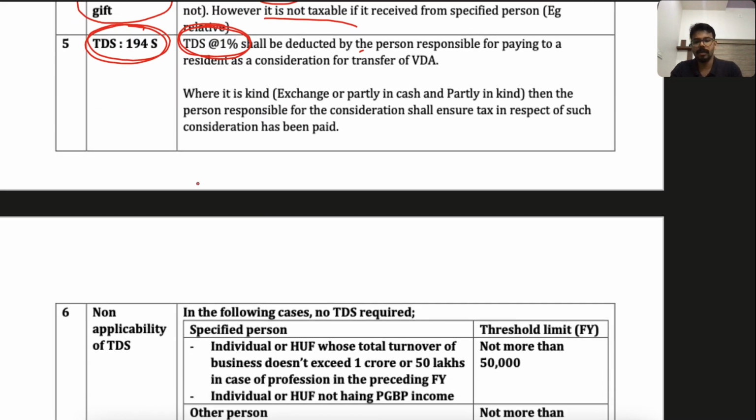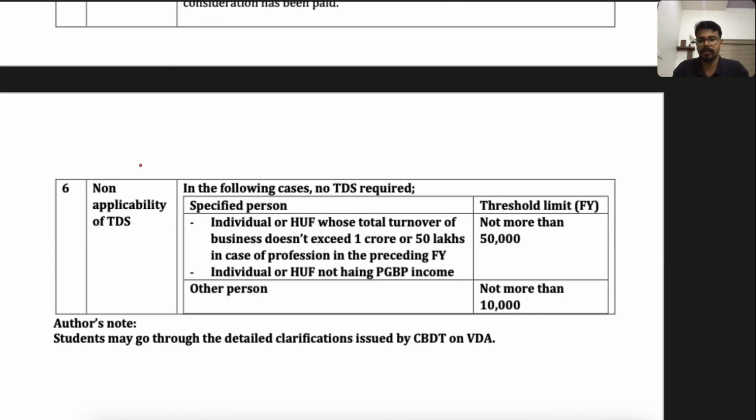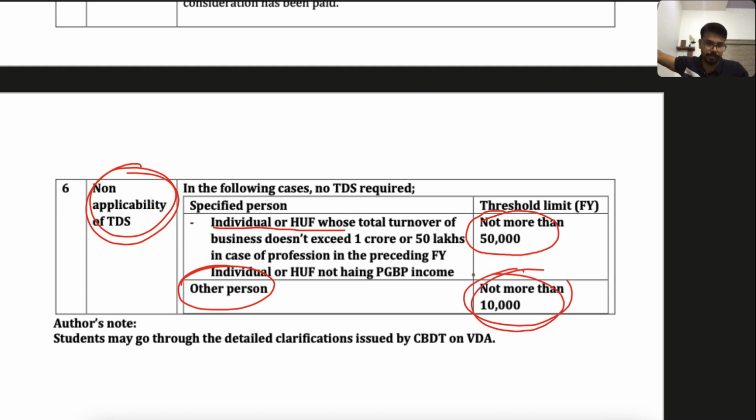Yes, that's a new taxation. And non-applicability of TDS: TDS is not applicable if the specified person, that means an individual or HUF whose accounts were not subject to tax audit in the last year, and the payment is not more than 50,000. In case of other persons, the limit is 10,000. So for TDS applicability, if you are an individual or HUF and your books of accounts are not subject to tax audit in the last year, then the limit is 50,000. In other cases, it is 10,000.